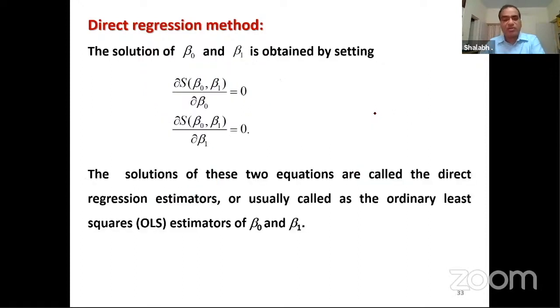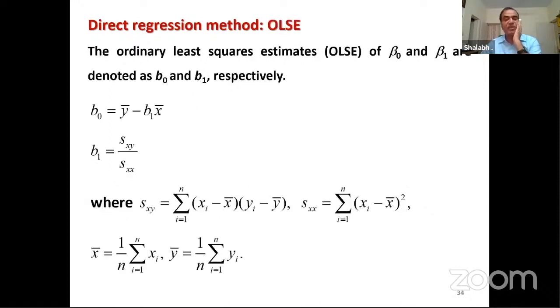Anyway, I try to solve these two equations by putting them equal to 0, and whatever solutions we obtain are going to be the least square estimators of these parameters, right? They are also called the ordinary least square estimators of beta 0 and beta 1. I'm not going to give you the algebra here, but if you simply solve these two equations, you will get the value of beta 0 as y bar minus b1 x bar, and the value of beta 1 as sxy upon sxx, which is indicated here by b1.